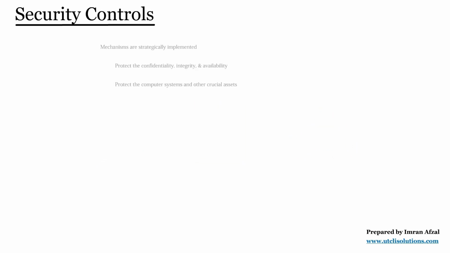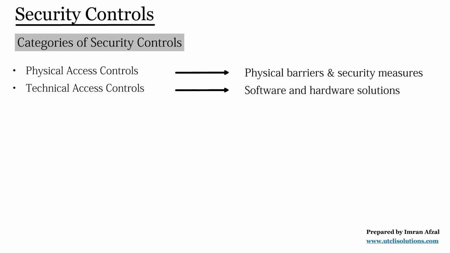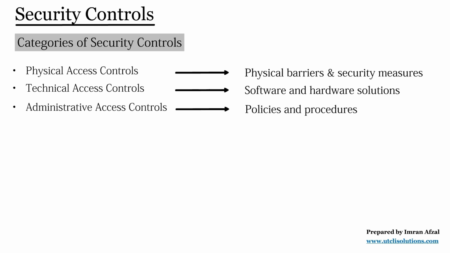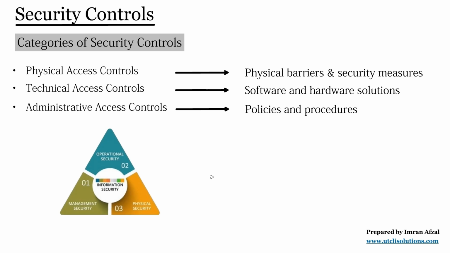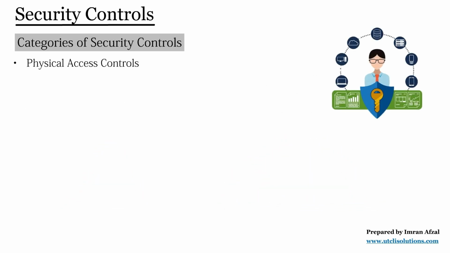Well, security controls are implemented and categorized in the following ways. Physical access controls that include physical barriers and security measures. Technical access controls that are implemented as software and hardware solutions. And administrative access controls that contain policies and procedures. Well, when these controls are implemented in a layered manner, they provide maximum protection against potential threats. So, let's break them all down and understand their concepts. We will start with the physical access control.